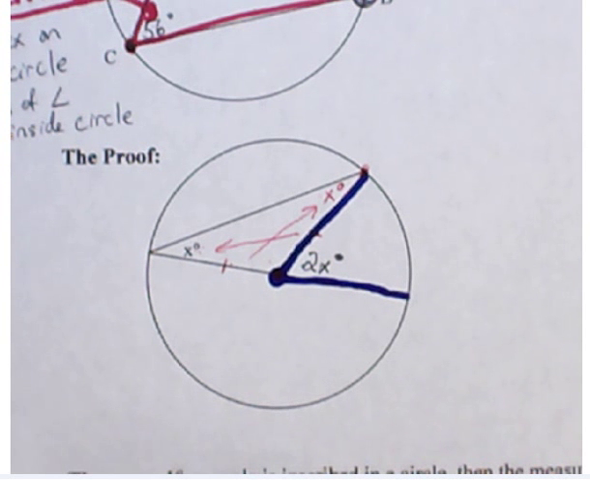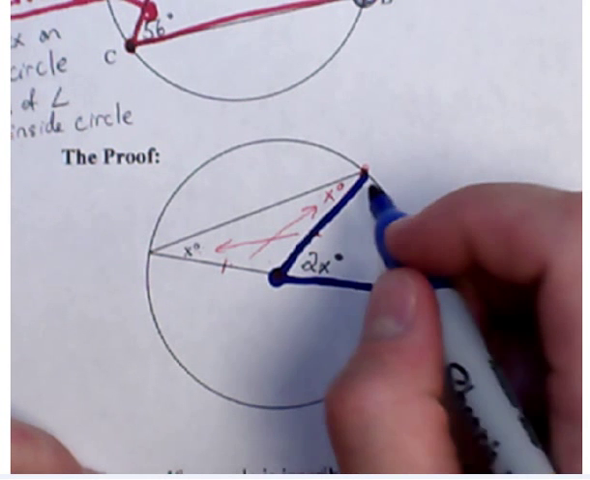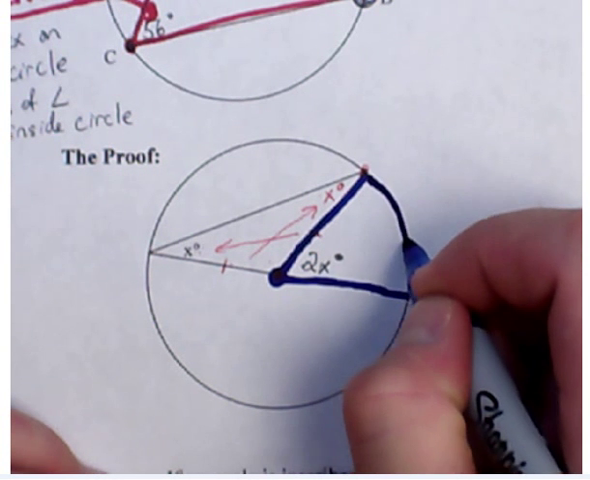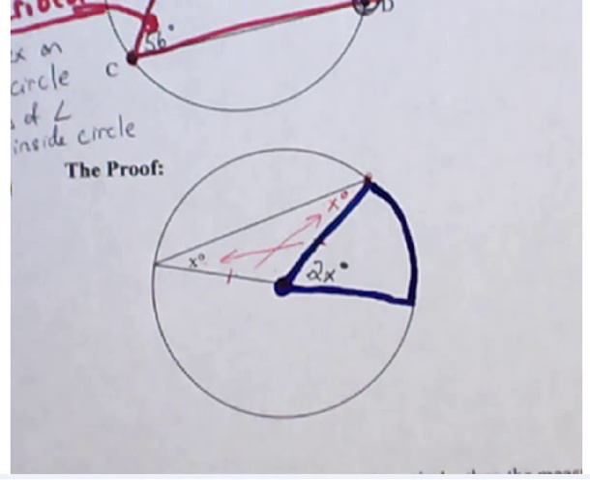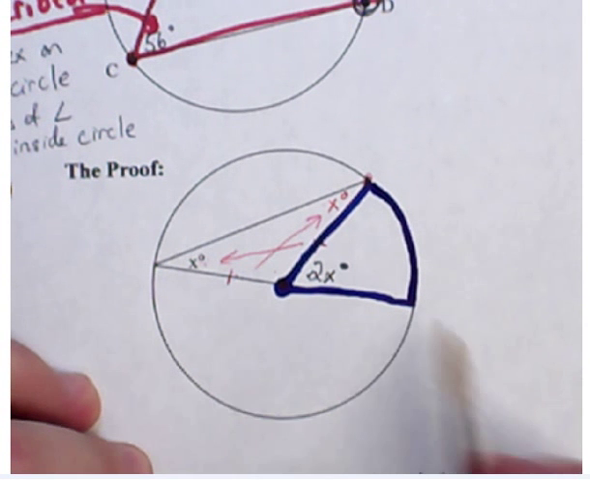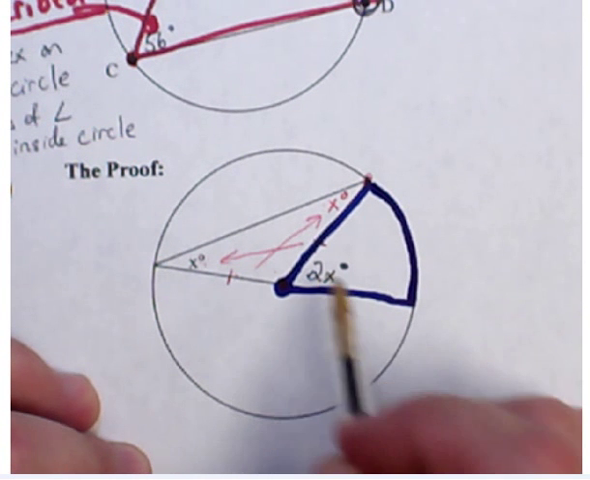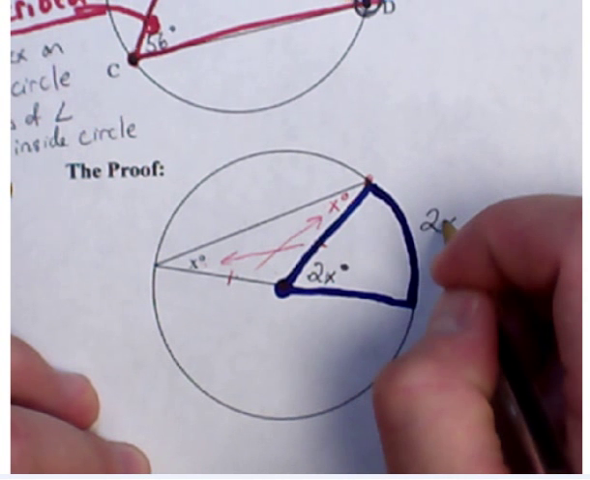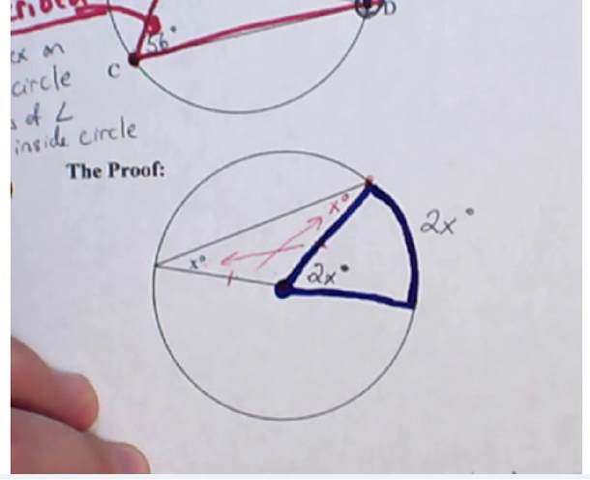And then yesterday we talked about the fact that the central angle has to be the same measure as its arc. The central angle measure is equal to its arc measure. So if this is 2x degrees, then the arc measure is also 2x degrees.